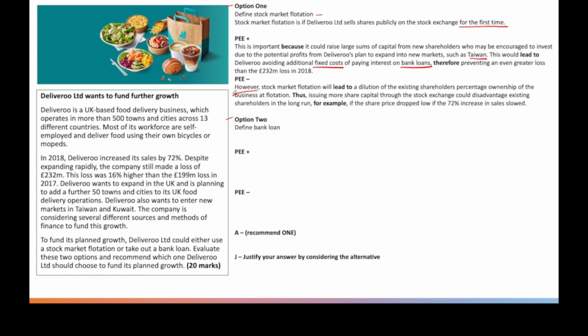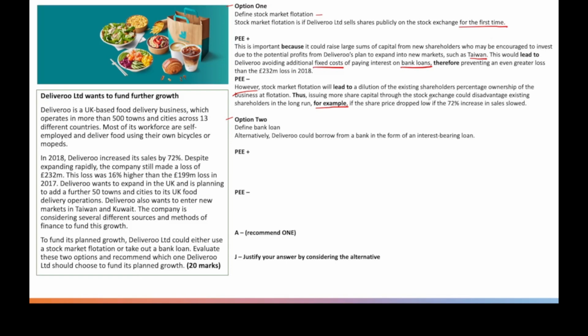That's because if Deliveroo is worth £1 million now and £100 million in the future, these shareholders might be missing out on that increase in value. For example, as another connective for you, if the share price dropped lower, I should say, but never mind, if the 72% increase in sales slowed, okay, so that if they're not using this money correctly, then maybe they don't grow the business. Sorry for the typo.